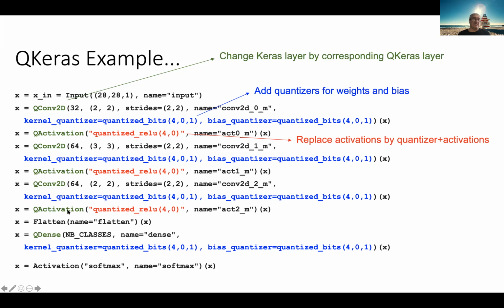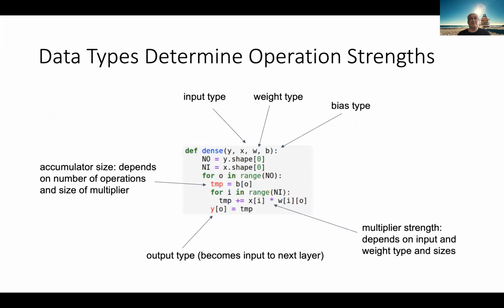So same thing for the other layers, and at the end they use a QDense here. And just to remind you, if you're thinking about an active inference engine, we don't have to quantize the softmax operation because softmax is not executed during inference. So when we're talking about quantization, we're talking about inferring how many bits you need for the multiplier, for the addition, and for storing the elements. And we have the input size, the weight type, the bias type, and the output type.